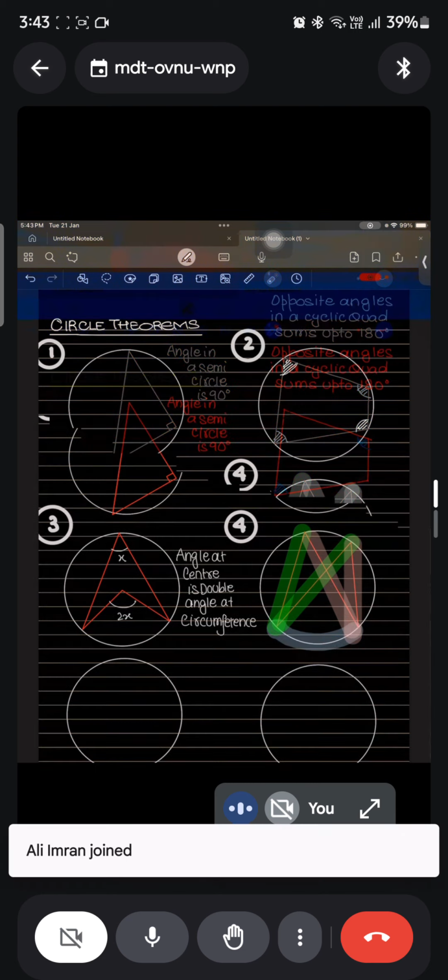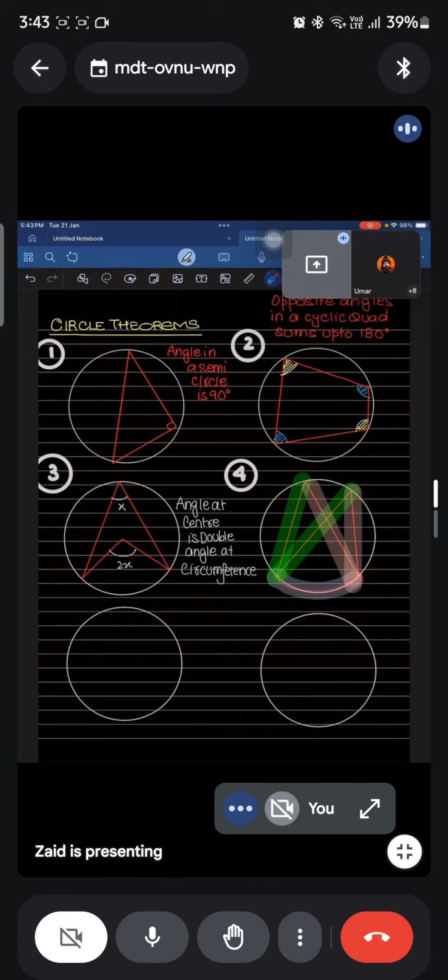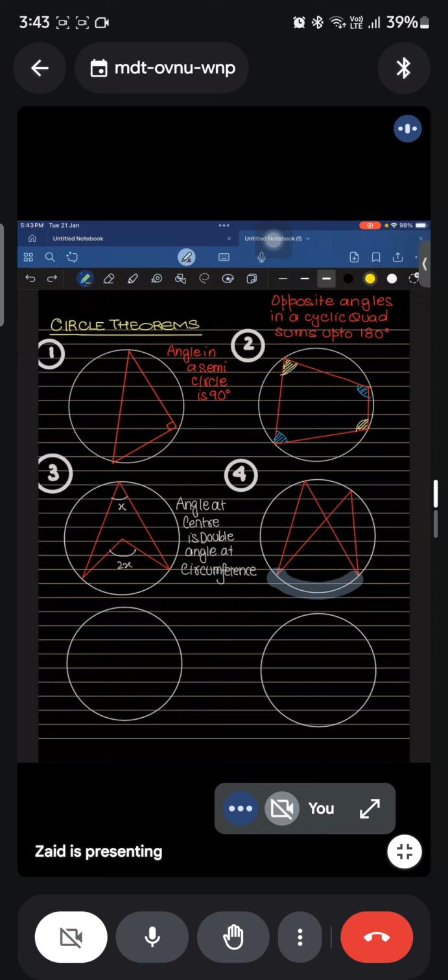Okay, sir. So what is a segment? Segment is the part of the circle. This is a segment, the blue one. Okay. So these two angles are going to be equal. This angle and this angle. So the theorem is angles in the same segment are equal.